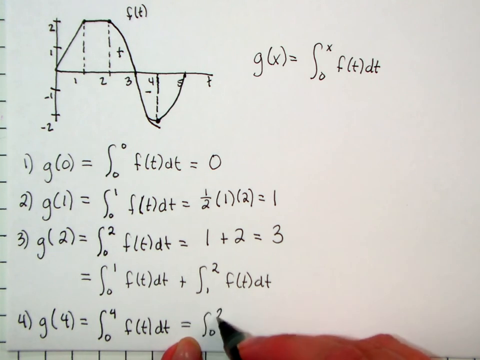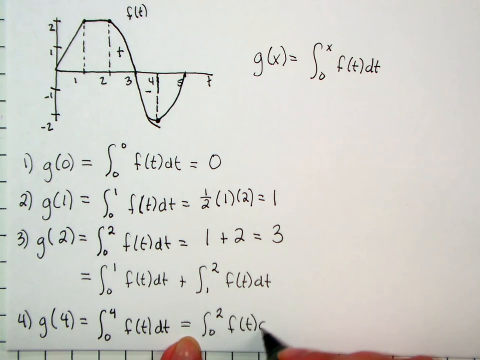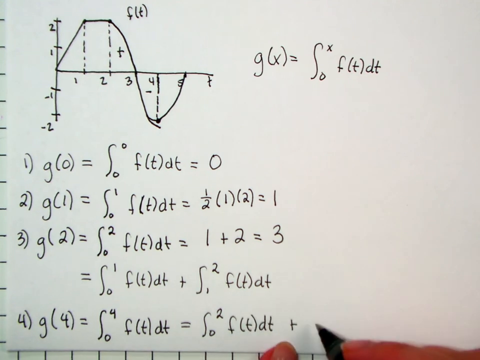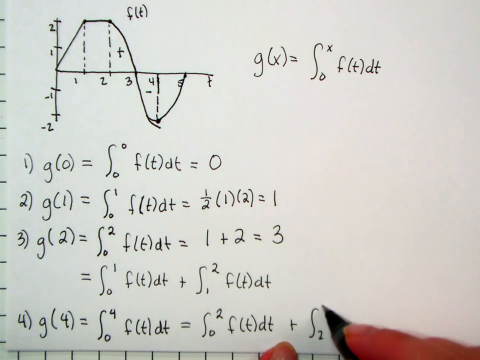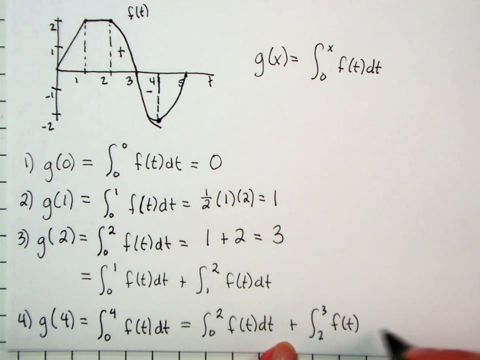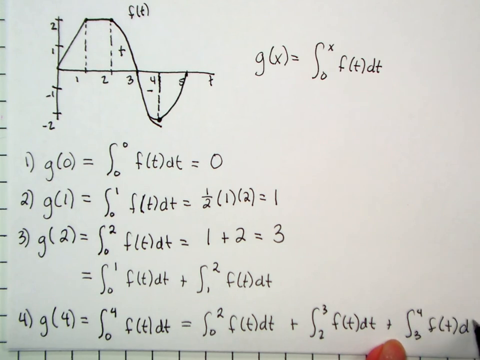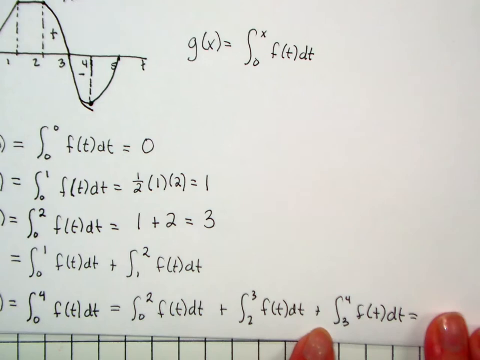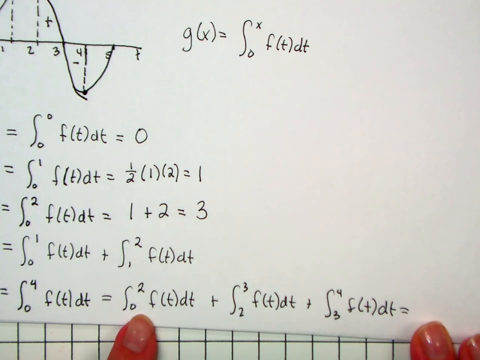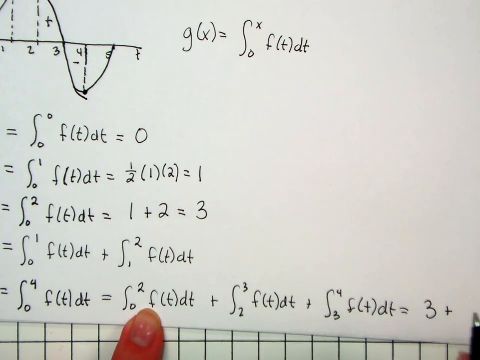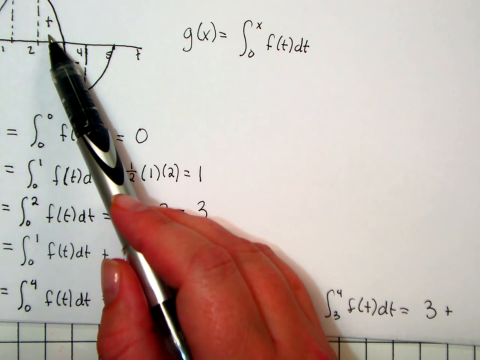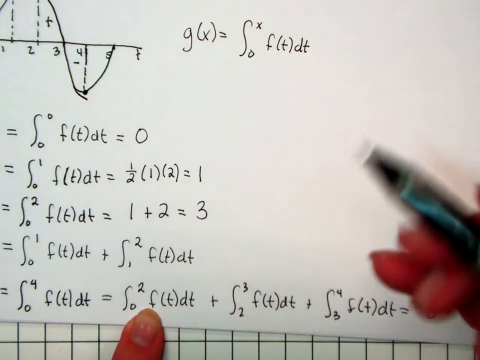And so let's split this up. Let's go the area from 0 to 2 plus the area from 2 to 3 plus the area from 3 to 4. And so the area from 0 to 2 is 3 plus, now no matter what value we give here, I'm going to give about 1.5.